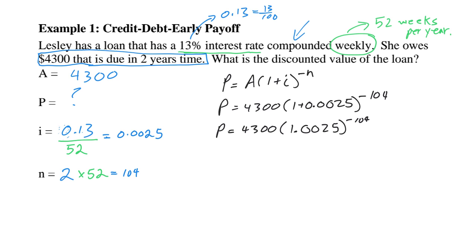Now remember, on our calculator, here's how we do this. We're going to write 4,300, times it by 1.0025 raised to the, well, we use x to the y or x to the box, raised to the negative 104. And you're going to get the following answer, to a couple of decimal places.